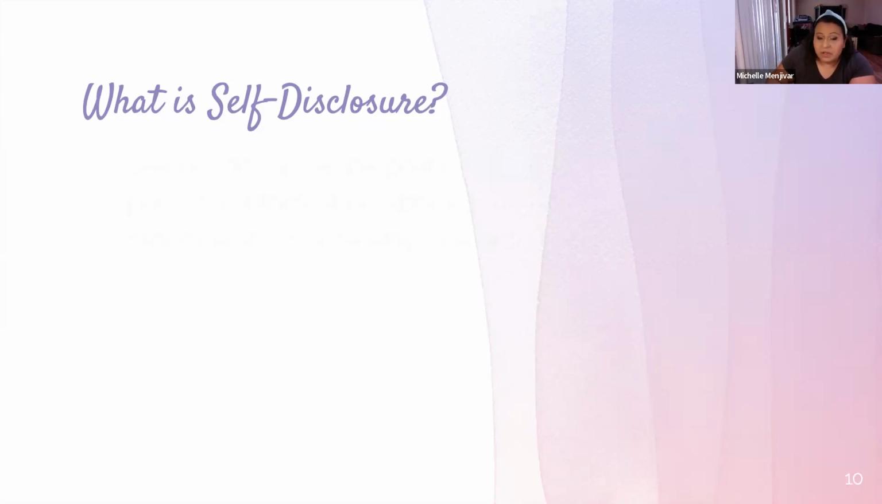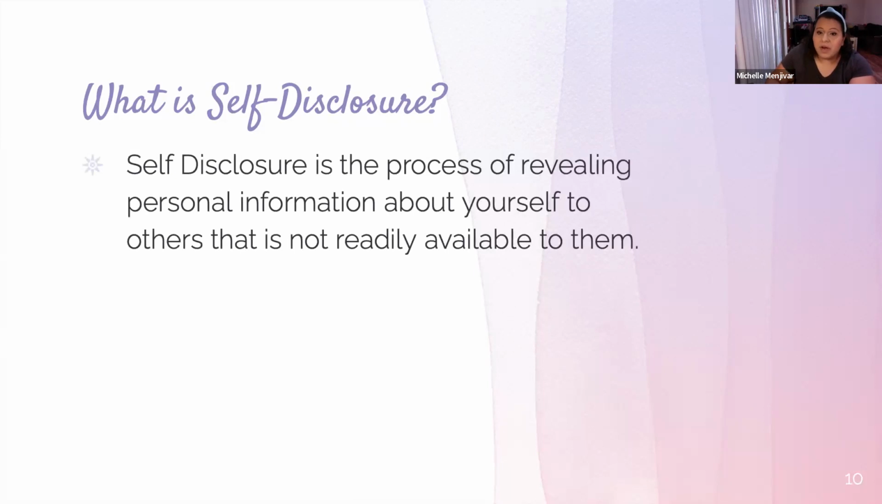So when it comes to self-disclosure, we're looking at that process of revealing your personal information about yourself to others. And this information has to be information that is not readily available to them. So for example, if you were to meet me and see me, it has to be something that you cannot visibly see upon first interaction, right? It has to be something that takes time.